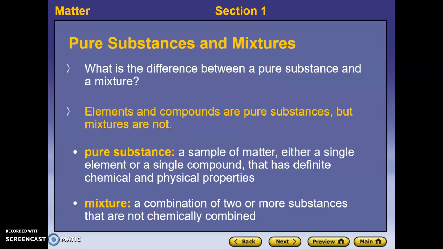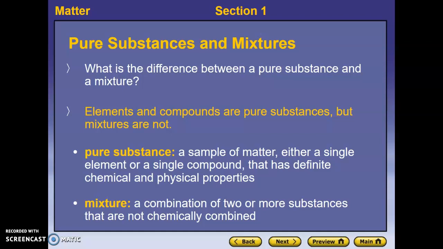It also doesn't matter where the sample comes from. So if we have a sample of uranium that is found in the Middle East, it would have exactly the same chemical and physical properties as another sample of uranium that is found in North America. So every single sample will have the same chemical and physical properties. That's what makes it a pure substance.